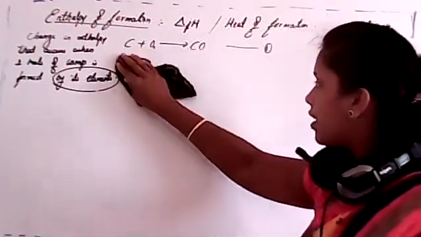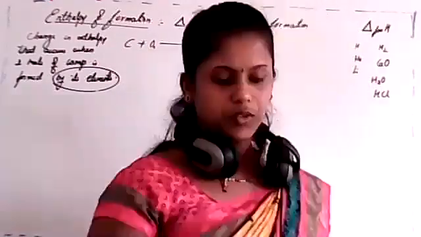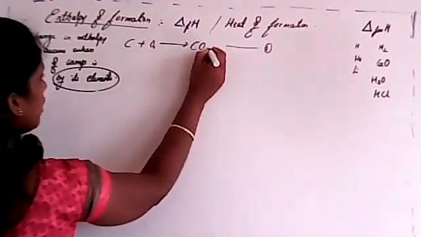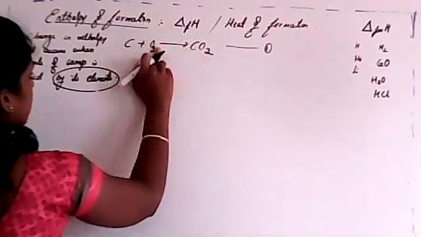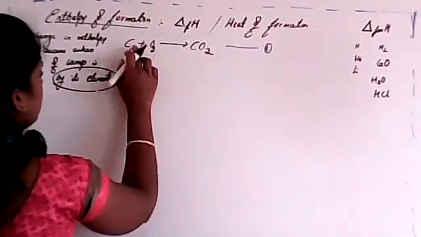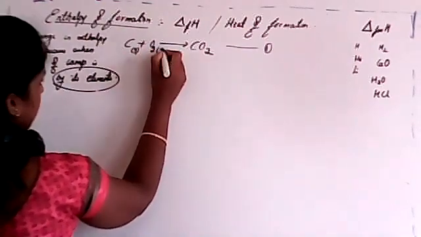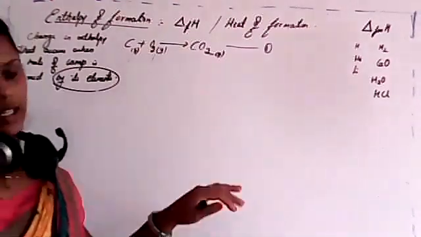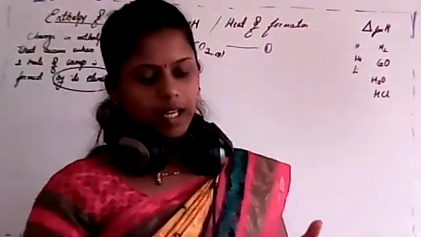This is a different form. So now see, carbon reacts with oxygen, it gives carbon dioxide. This one is gas, solid, gas and gas. Is it clear, student? Is it clear?